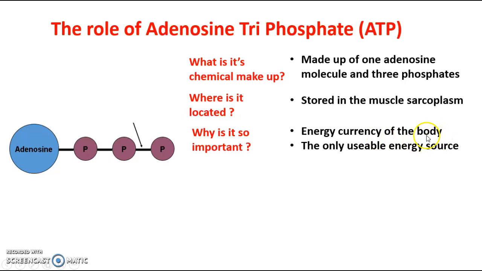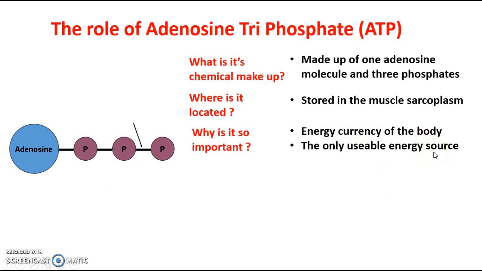I'll use this example of energy currency of the body. Let's just take it away from sport. You go on holiday, let's say somewhere in the European Union, I don't know, you go to Portugal. When you go to Portugal, you have to change your money from pounds into euros. Euros is the only way you can spend money when you go to the European Union. And it's exactly the same with energy. ATP is the only way you can spend energy. So we have to use this to give us our energy. It's the only usable energy source.